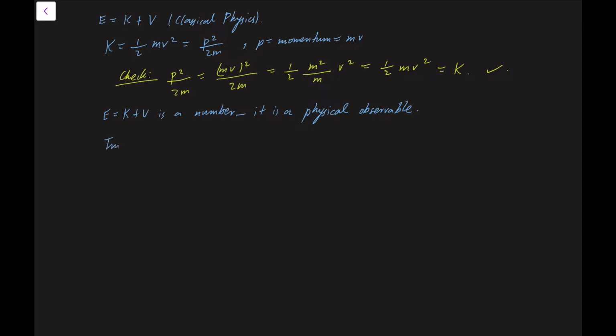In quantum mechanics, we take physical observables and represent them by something called Hermitian operators. So we represent physical observables by Hermitian operators.